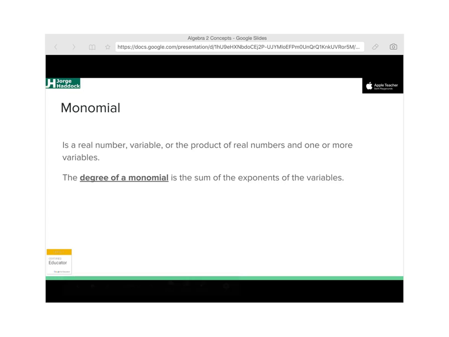So in this video, we're going to be working with polynomial functions, right? To define a polynomial, first we need to define a monomial. A monomial is a real number, variable, or the product of real numbers and one or more variables. The degree of the monomial is the sum of the exponents of the variables, right? Then the polynomial is a monomial or the sum of monomials. And the degree of a polynomial is the greatest degree among its monomial terms.